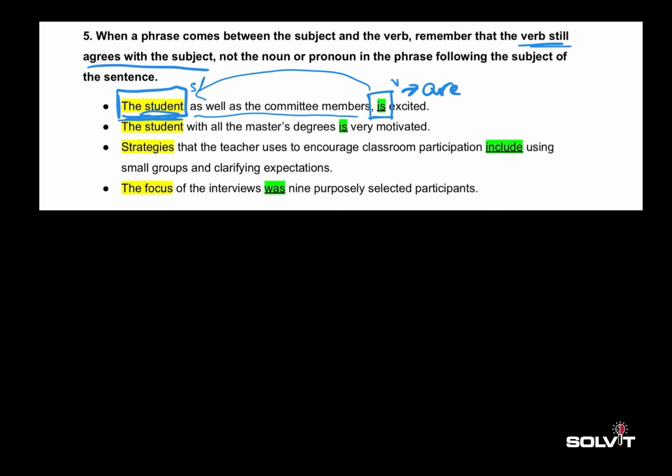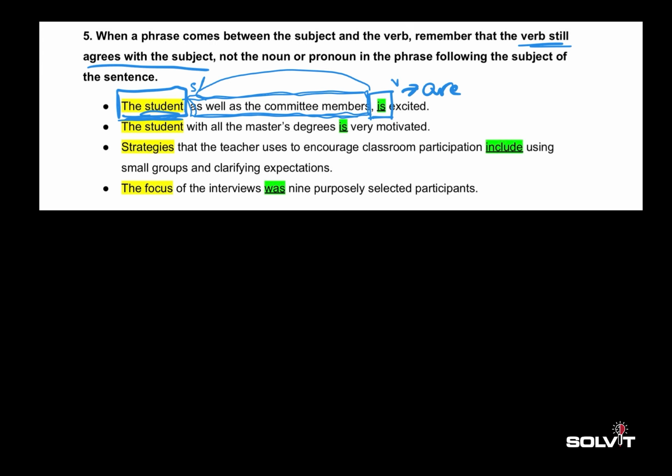So, we're going to write the student as well as the committee members is excited because we're still talking about the student and the committee members. This phrase is just extra. Okay, this phrase is just extra. We're not going to take this into consideration. Let's see the second sentence. The student with all the master's degrees is very motivated.